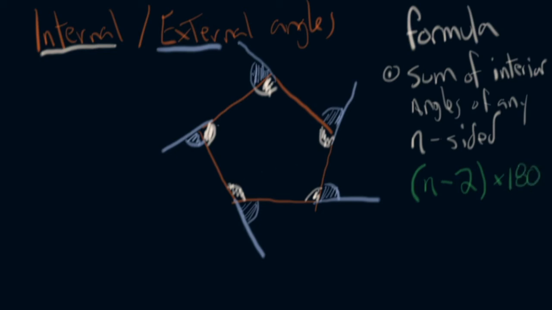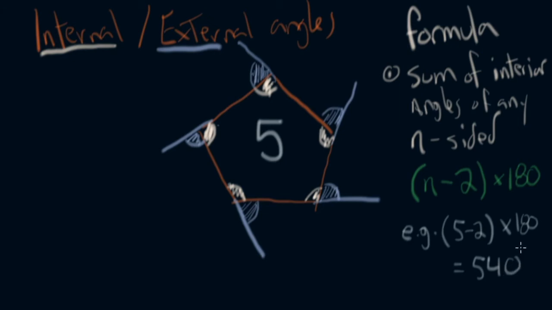So let's take a look at this example. Here we have a pentagon. You maybe already know this one. How many sides does a pentagon have? 5. Right, there are 5 sides. So we're going to go 5 minus 2 in brackets, then times that by 180. So basically 3 times 180. So that would equal 540 degrees. So the internal angles are 540 degrees.